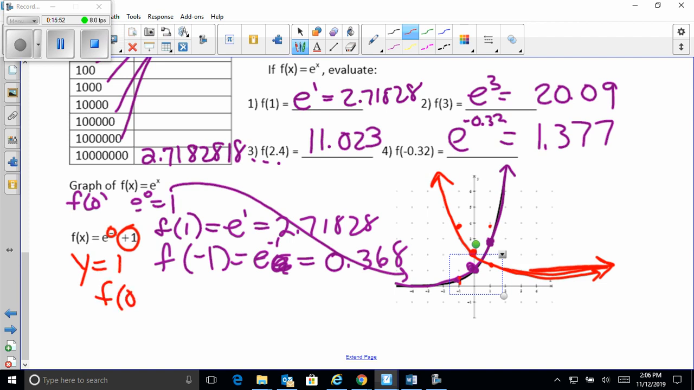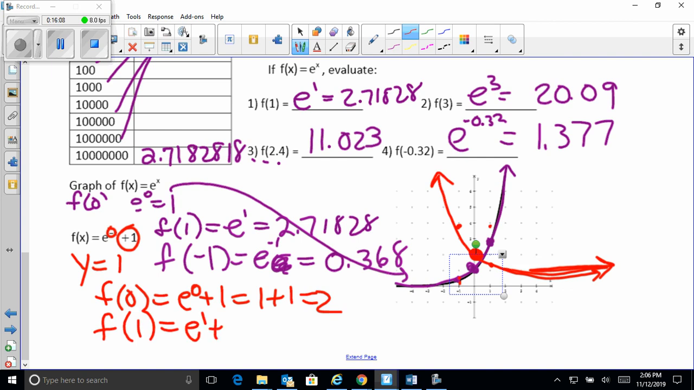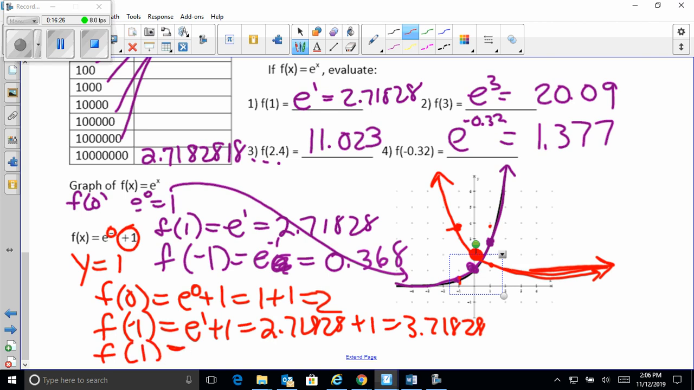Now, could you plug in the values? Yes. E to the 0 plus 1 is 1 plus 1, which is 2, which is where I said. We check it at 1. E to the 1 plus 1, that's going to be 2.71828 plus 1, that's 3.71828. Oh, negative. This is a negative one, that would be lower. That's that. And then if we did 1, forgot that it had a negative there. E to the negative 1 plus 1.